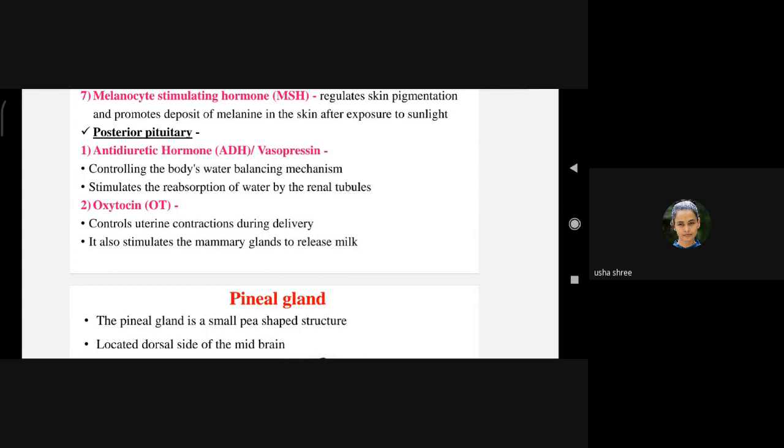So vasopressin is responsible for controlling body's water balance mechanism. That already we have discussed earlier, that as vasopressin increases, the concentration of urine increases. Okay. As vasopressin decreases, the volume of urine increases. So it stimulates the reabsorption of water by renal tubules. We have already discussed in excretory system the mechanism of reabsorption in nephron, right?